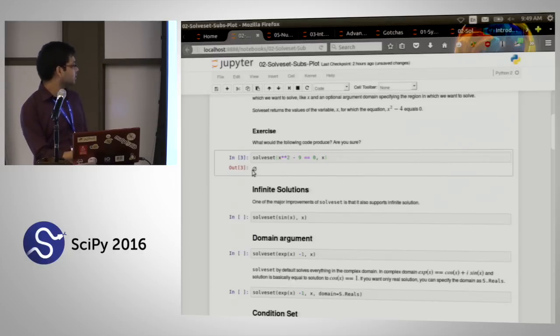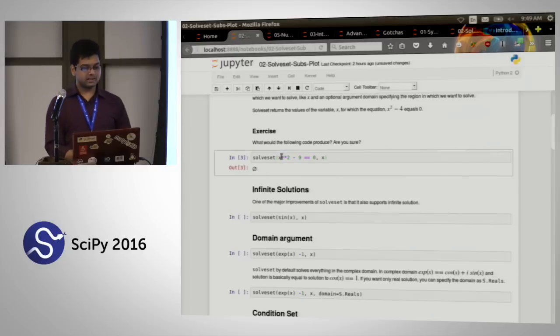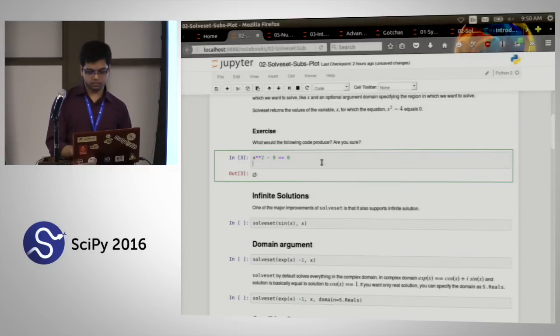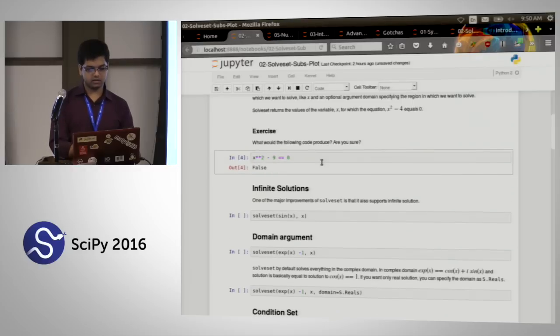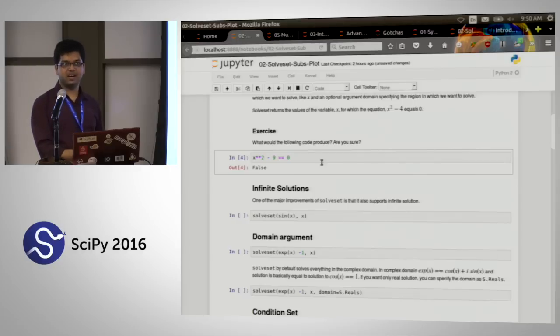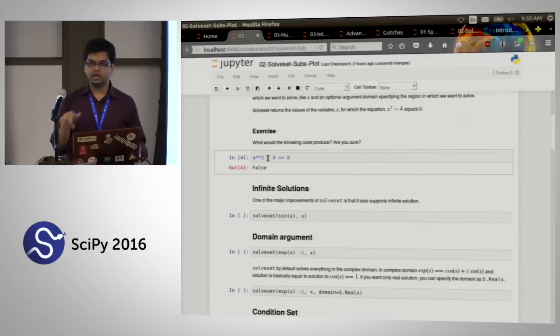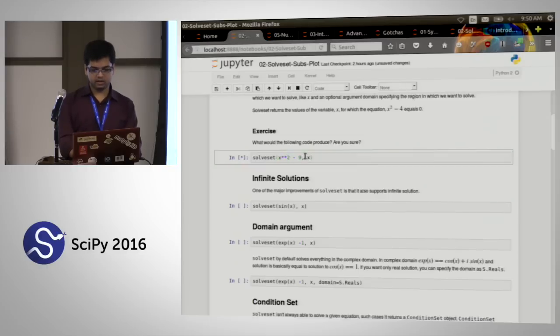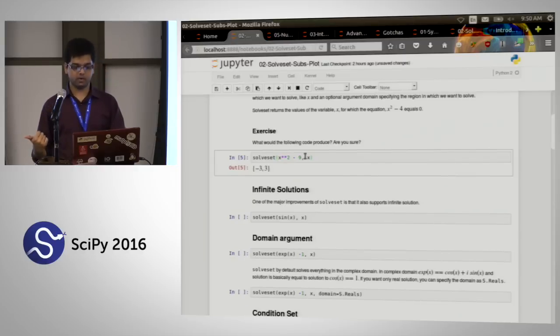So if you try to solve this, it's a null set. Why is that? Because this expression is false. As Amit has talked about in the gotcha section, double equal to stands for Python equality, which is not really an equation. So if you want to solve something, you give the expression which should be equated to 0, and the variable you are solving it for.